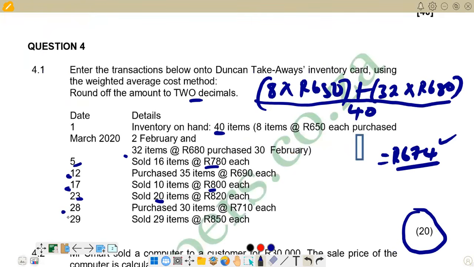Right, from the 23rd, we are on the 28th. Purchase 30 items at 710 rands each. So we are purchasing now, which means we are going to calculate the new weighted average because we are purchasing. We have 30 items. This one we are not worried about. We are just worried about the number of units purchased, which is 30 items. Then we go there to check what we have.